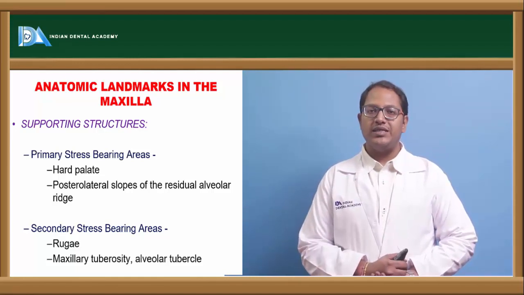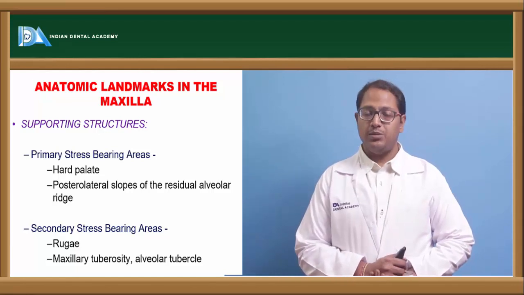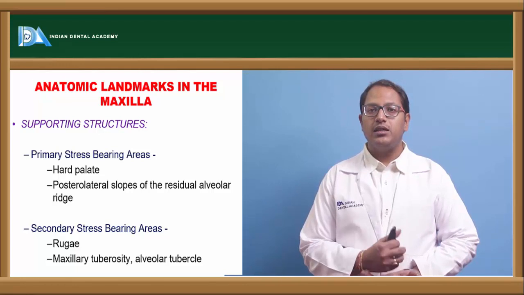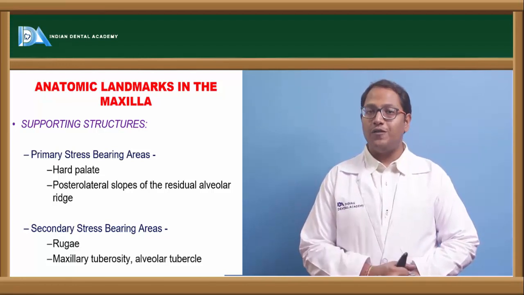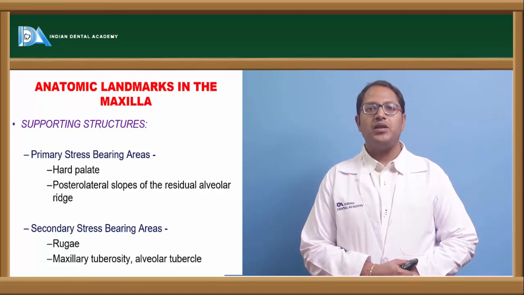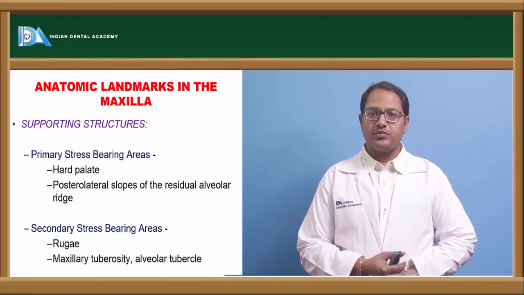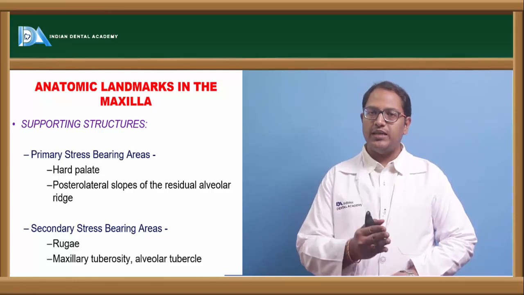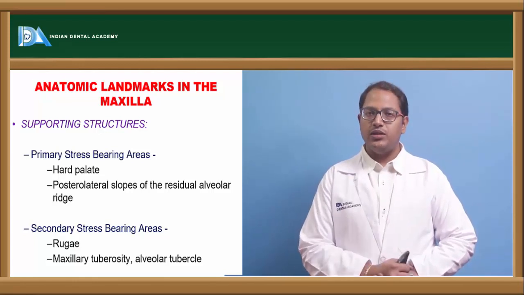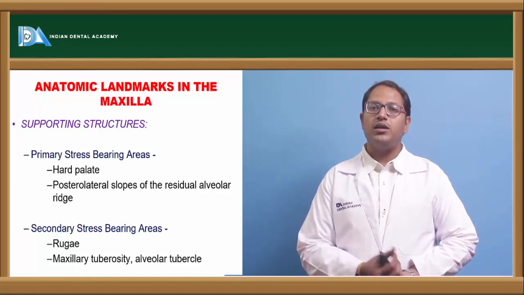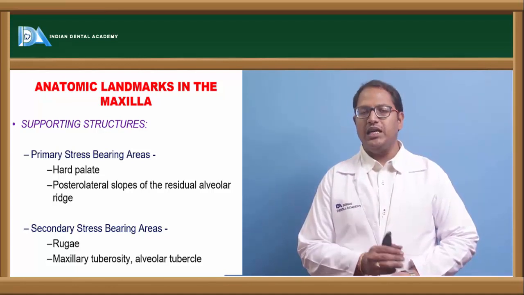There are two criteria to classify anything under the primary stress bearing area. Number one, it should have cortical bone and not cancellous bone. I again repeat, cortical bone, not cancellous bone, that means the bone which is hard, not the soft spongy bone. Second criterion is that the trabecular pattern should be perpendicular to the force directed by mastication. So the force is directed perpendicular, and the stress can be taken over by the underlying structure, which is cortical bone. All these things coordinate towards a primary stress bearing area.